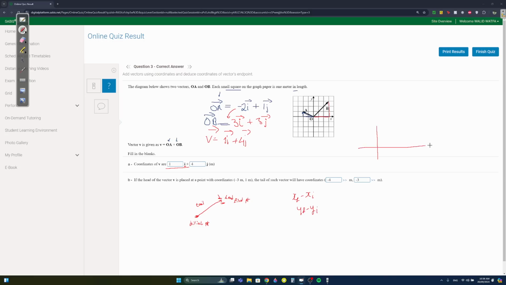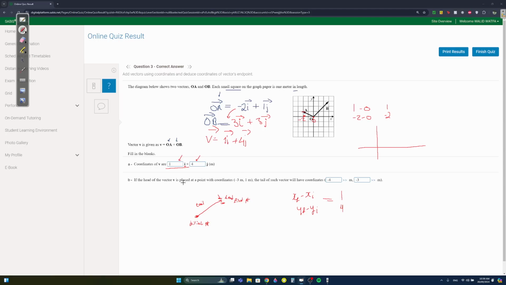Remember, if you have a vector going from, for example, here, for OA, its y final is 1 and its y initial is 0, and its x final is minus 2 and its x initial is 0, so minus 2 minus 0, and we got minus 2, 1. Sorry, it should have been minus 2 and 1, upside down, and x comes first. But you get what I'm trying to say, right? So here, when you do final minus initial, you get the vector. And what is the vector v? It's 1 and 4.